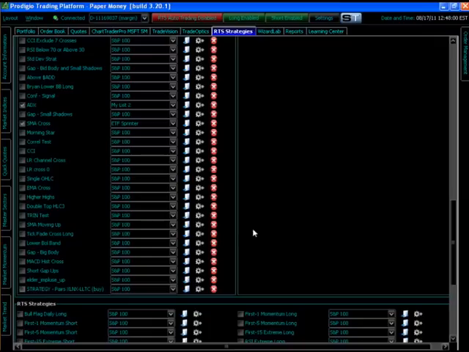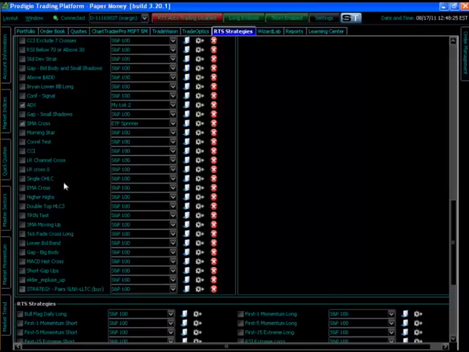Now over in RTS strategies, we mentioned before, this pairs trade is a short pairs trade. When it's a short pairs trade, what that means is you want to short XLNX and buy LLTC. You always read this left to right. If it's a short pairs trade, you short XLNX and buy LLTC.